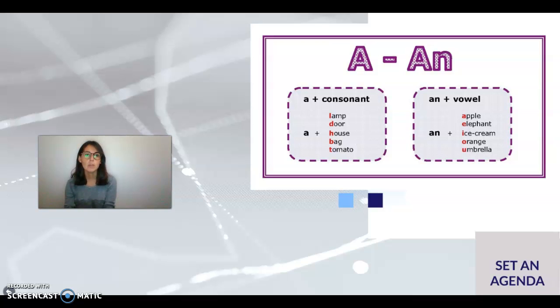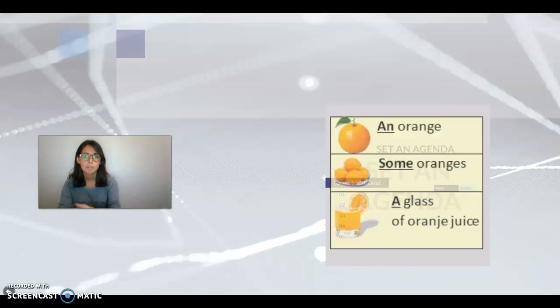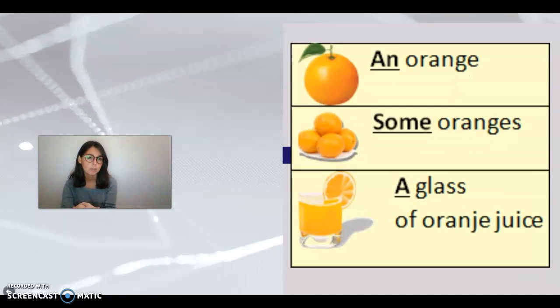Now, if the next word, the word that follows, starts with a vowel, then you're going to use an. So an apple, an elephant, an ice cream, an orange, an umbrella. That's it. That's all there is with a and an. An orange, some oranges, a glass, a piece of bread, an apple, pineapple. Good.